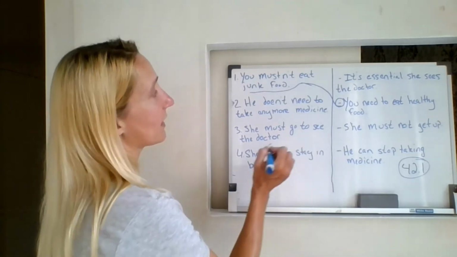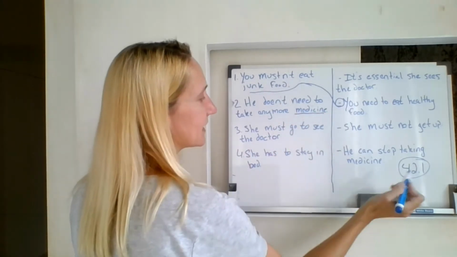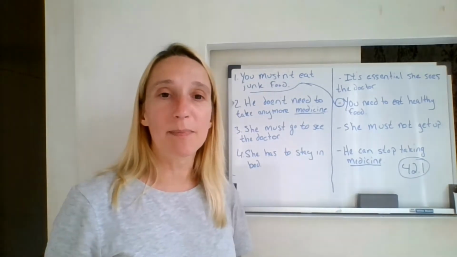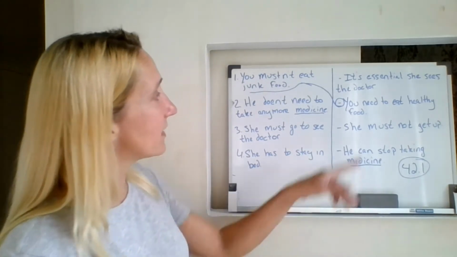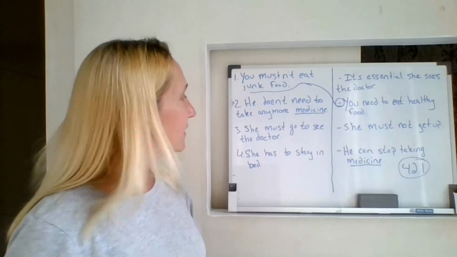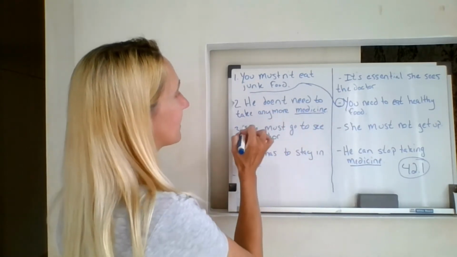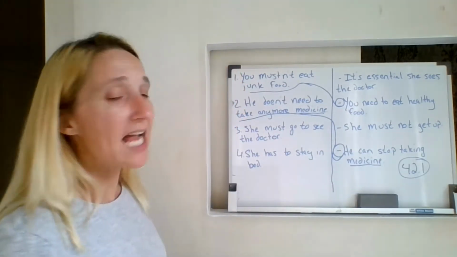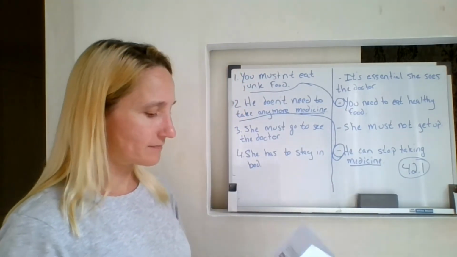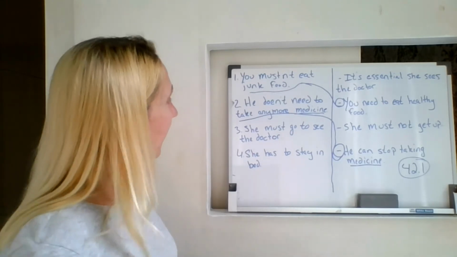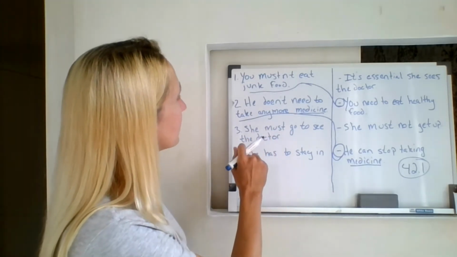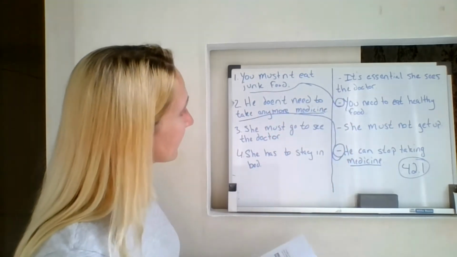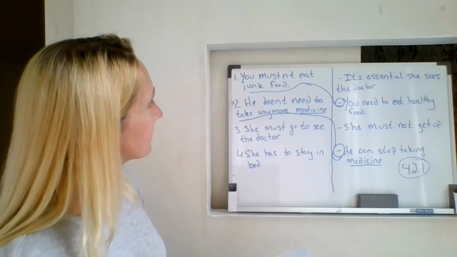Well, I'm going to look at the clues. Medicine and medicine. Same. They're talking about the same thing. No one else is talking about medicine. So, he doesn't need to take the medicine must be, he can stop taking the medicine. And then we have the mustn't out of it. He doesn't need to take the medicine. He can stop taking the medicine. Good.